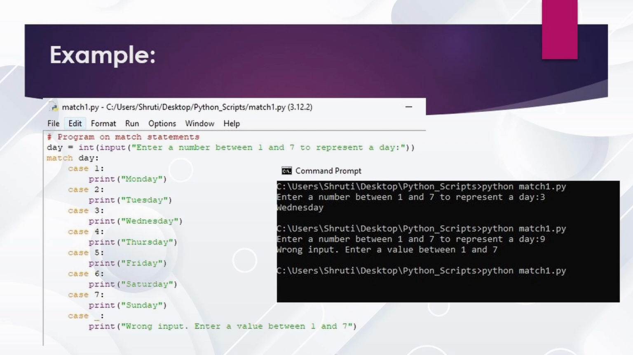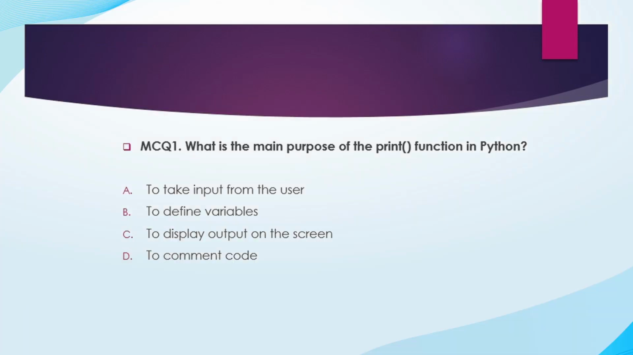For instance, in the first case of the output, the user enters the number 3. The program checks each case until it finds case 3 and then executes the code block that is under that case, such as printing Wednesday. Similarly, in the second case, since none of the earlier cases had been matched, the statements in the default case are executed. Let us take a moment to assess your understanding with a couple of quick multiple choice questions.